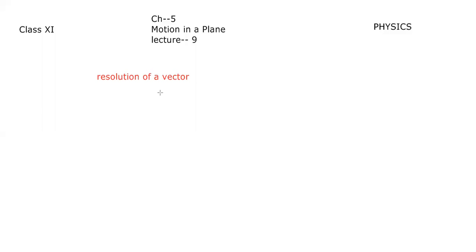Suppose these are the axes: y-axis, this is the x-axis, and this is the z-axis. For the x-axis we write i cap, for the y-axis we write j cap, and for the z-axis we write k cap. Okay, so i cap, j cap, and k cap.